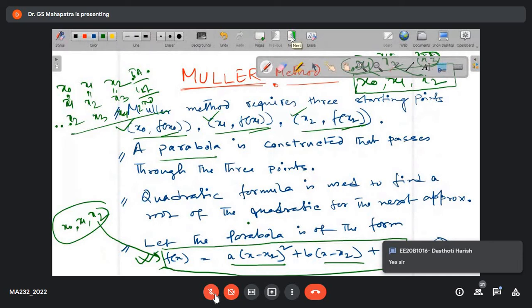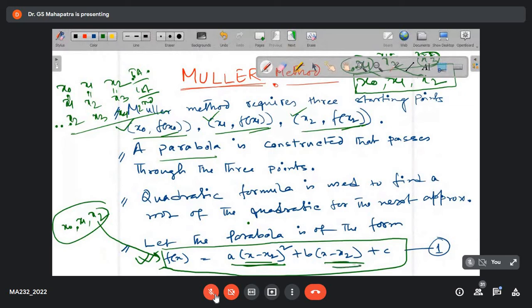Why have you considered the form x minus x2? So that you have three entries x0, x1, x2 and three unknowns. What are the three unknowns? This a, b, c are the three unknowns. x is the variable, and x0, x1, x2 are the three initial approximations.